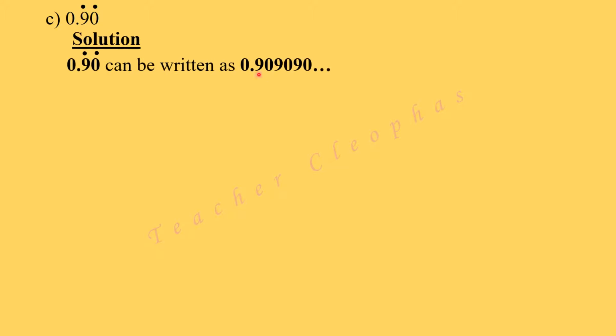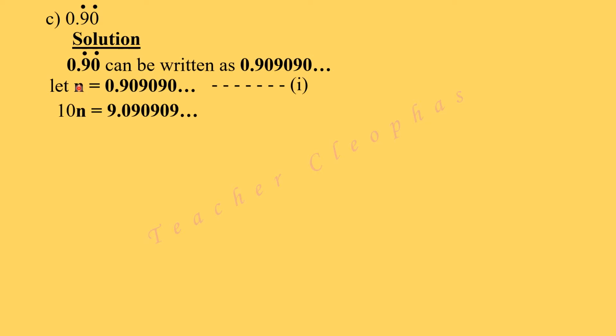Question C, 0.90 with dot on both 9 and 0. Solution. This can be written as 0.909090... Let n be equal to 0.909090... Call this our first equation. If we multiply the first equation by 10, we have 10n equals 9.090909... This is our second equation.